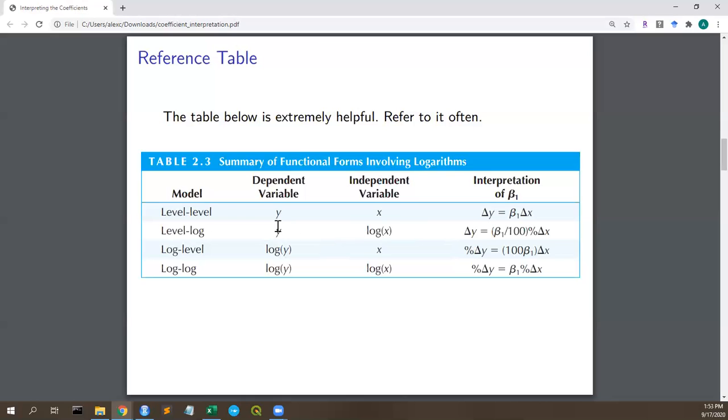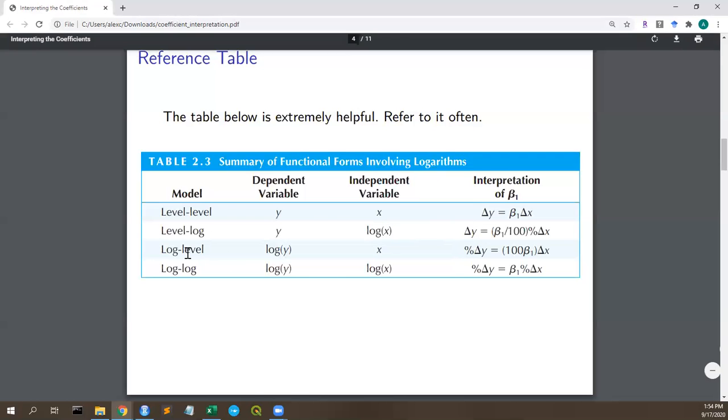Whereas if we do it the other way around, where y is regular, so y is just the house price, but we log x, the units of x now become percentages. So a 1 percent increase in square footage leads to a beta 1 amount change in y.